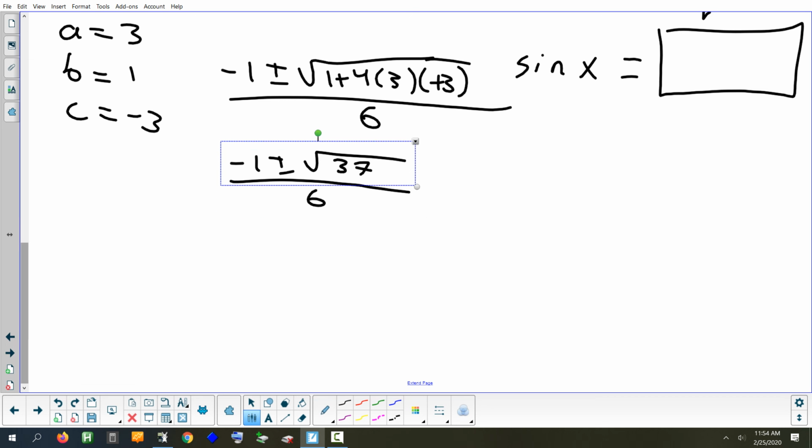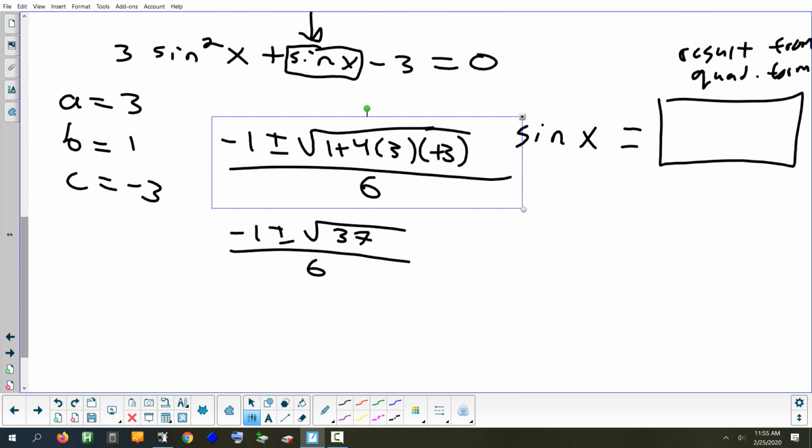Wait, wouldn't C be negative? It was, but we had minus a minus. Oh. So remember, it's b squared minus 4ac. So you had minus, and c was negative, so it makes it a positive. Right. So now, what does this equal?